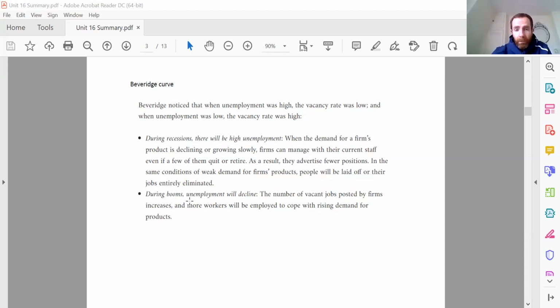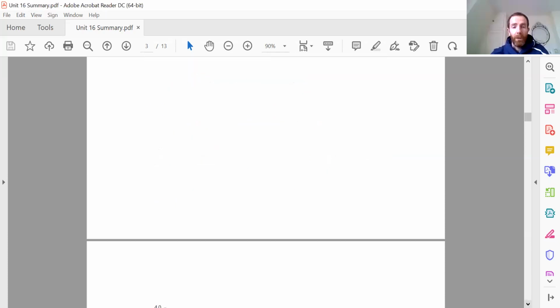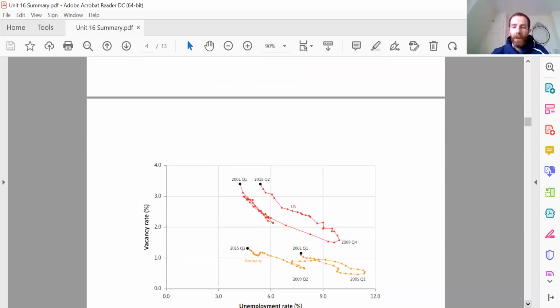Whereas if there's a boom, we're going to see low unemployment, right? Unemployment is going to decline. And therefore, it might be harder to find workers. And also, there's probably going to be a bigger demand for the product that you're selling, and so you're going to need more workers, and so you start to post more jobs. So that explains, I think, simply why we would notice this pattern, this Beveridge Curve.